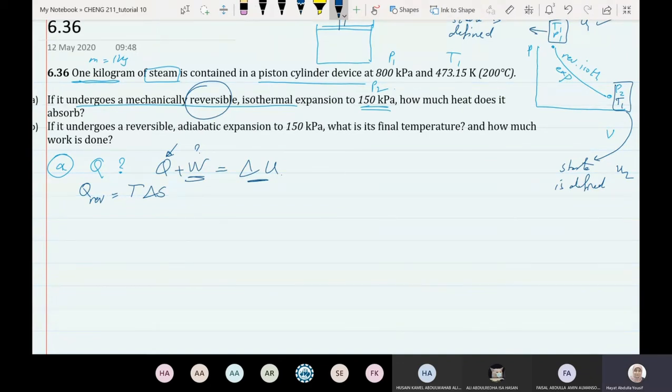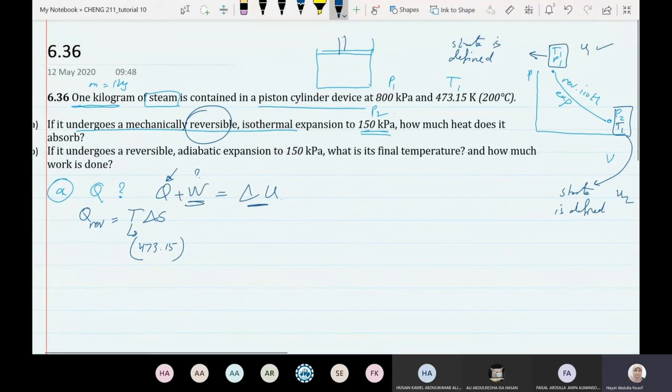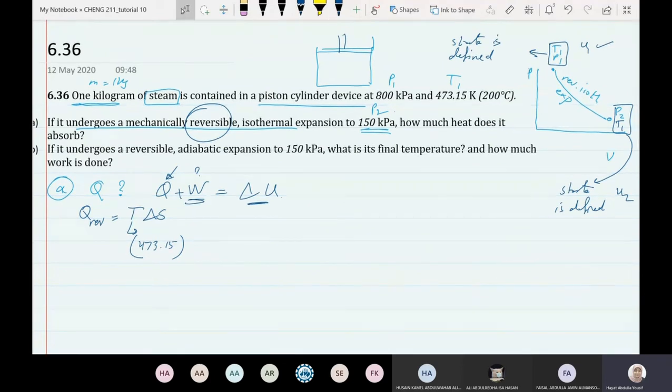Now, this information is very useful here because I do have an isothermal process and the temperature here is just a constant value, which is 473.15. That's wonderful. So now it's just the idea of how to get S1 and S2. Now we agreed that at state 1 it is fully defined.